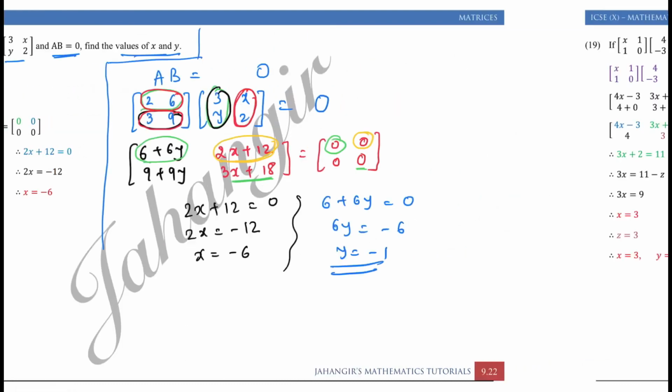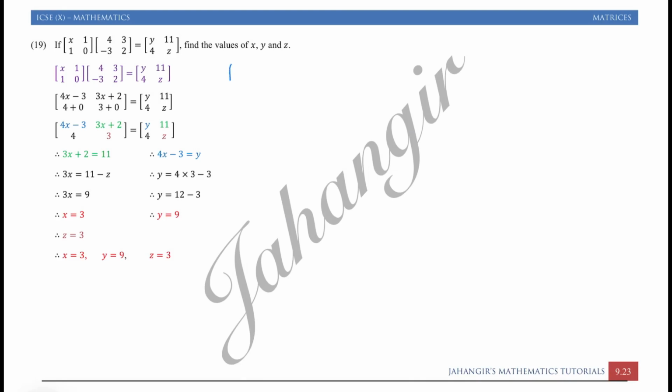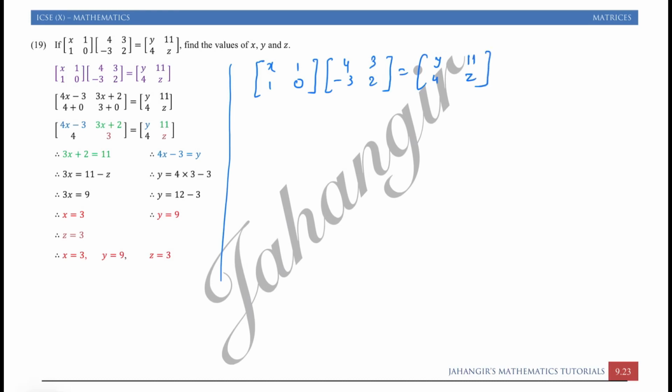Next is the 19th question. In the 19th we have the same pattern. If [x, 1; 1, 0] into [4, minus 3; 3, 2] is equal to [y, 4; 11, z]. So on the right hand side you have only one matrix, but on the left hand side you have a product of two matrices. So let's make it a single matrix.